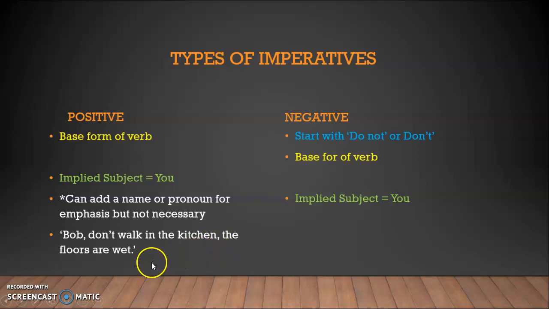Here's something interesting though, because we're adding this extra information, right? So there's, Bob, don't walk into the kitchen. You're telling Bob not to do something, all right? But by adding this, the floors are wet, we're appealing to Bob's logic. We're not telling you not to walk in the kitchen because we just want to tell you what to do. The floors are wet. We don't want you to slip over and get hurt. We don't want you to walk mud through the kitchen with our nice clean floors. So we're appealing to Bob's logic or better nature.